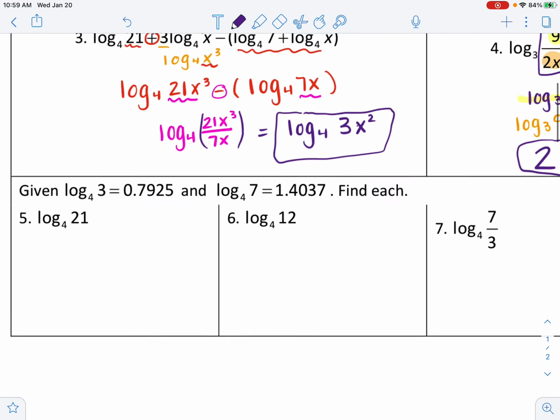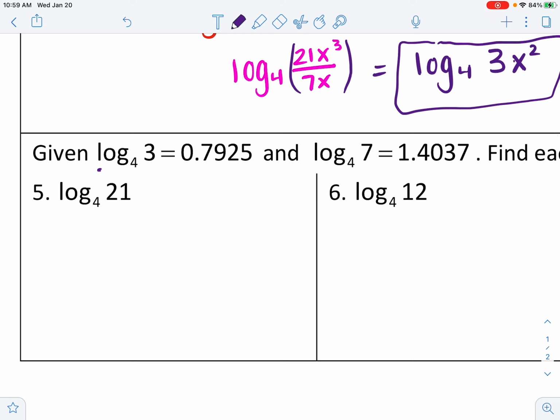All right. Numbers 5 through 8, we're using this information here. We're given two different logs, and we're going to use them to solve the ones we know. The first one is log base 4 of 21. When you do these problems, look at the two logs you have, look at the base, and then look at the log you're looking for. Is there a way that I could rewrite the number 21 as a combination of 4, 3, or 7? So rewriting it somehow so it's 3s, 7s, 4s, any of those multiplied, divided together.